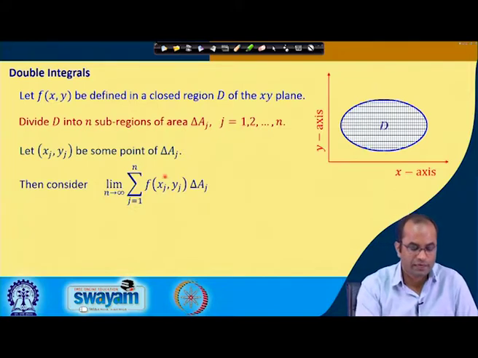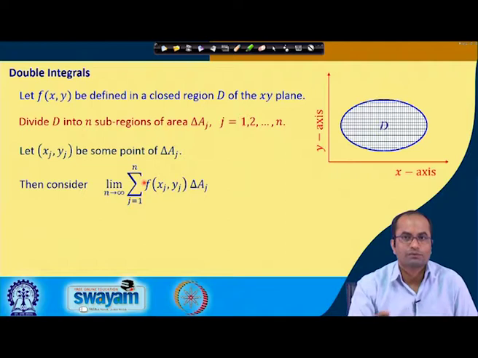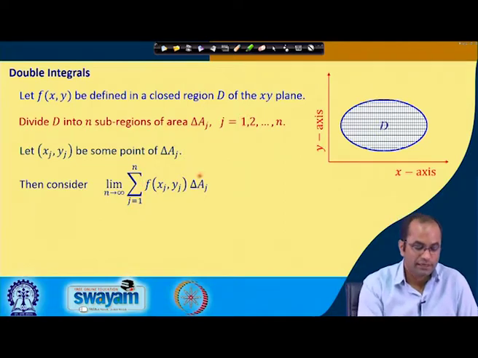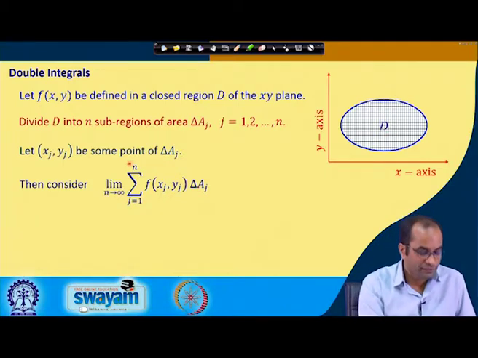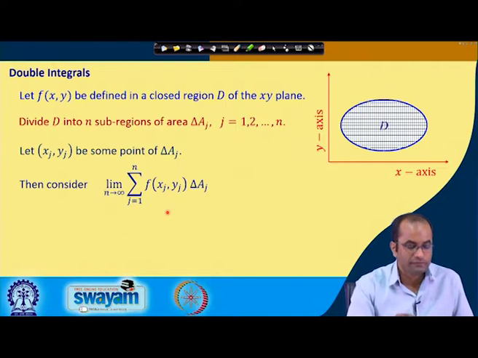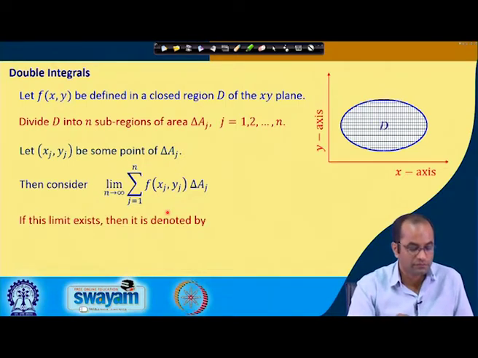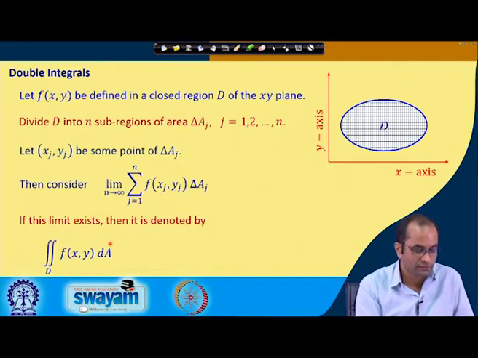So, on the surface we will have this point f(x_j, y_j) corresponding to this point (x_j, y_j), and we have multiplied by this area delta A_j, and if this limit exists, then we denote this value of this limit by this integral over D.